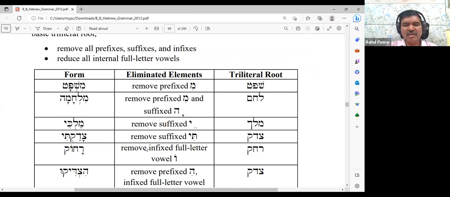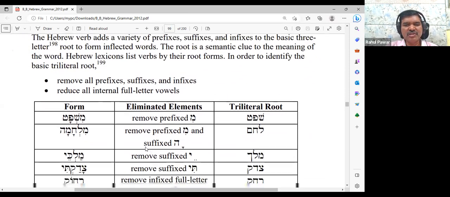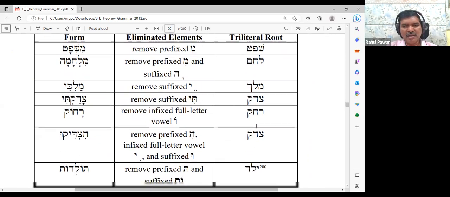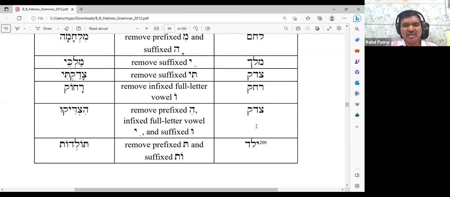How to identify a root word? Just remove the prefixes and suffixes and then you will get the root word. Mishpat, shafat. Milchama, lacham. Melech, that is removing the yod prefix and suffix, malak. Tsadakti, T removed, tsadak. Then again here tsadak, and toledot, yalad.